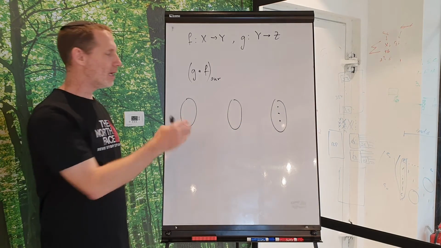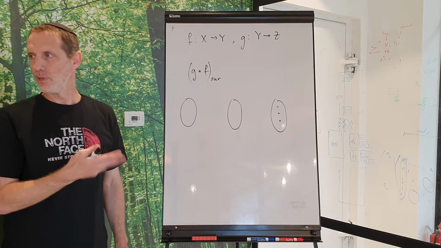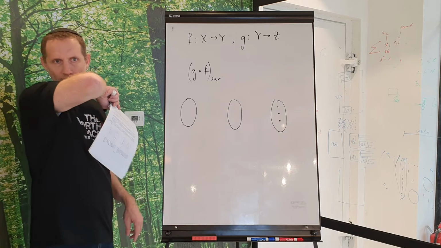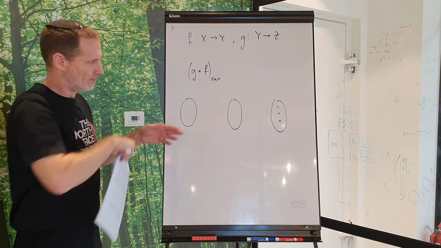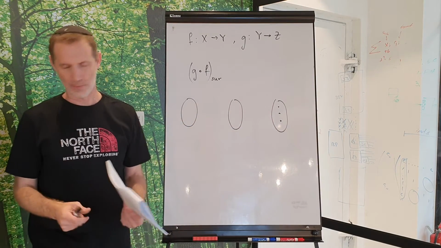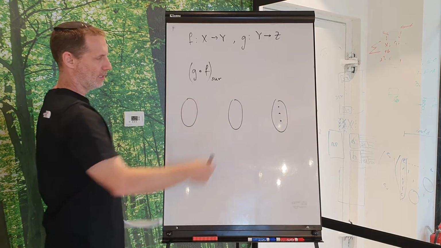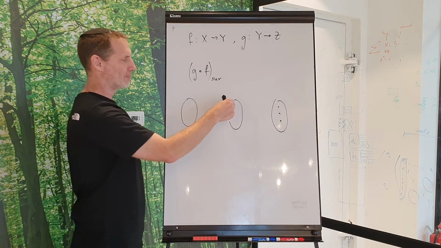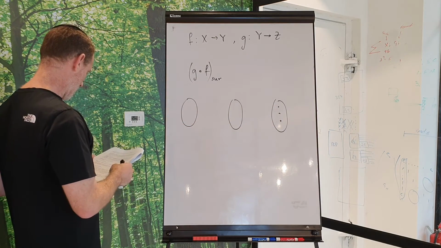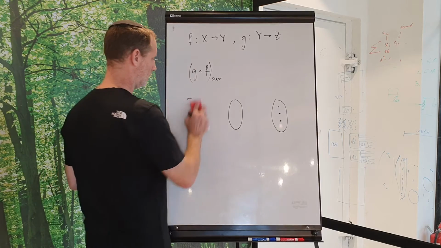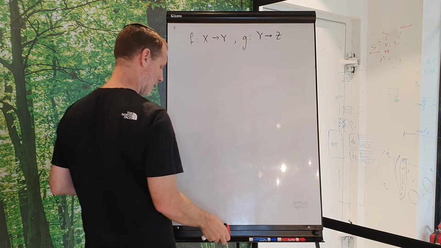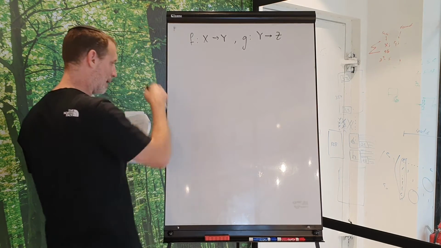But F, we can find instances of F that still cover the whole input space, or not the whole input space, but enough of it such that the output space is all covered. Okay, so we had injectivity and surjectivity, and now let's talk about bijective.